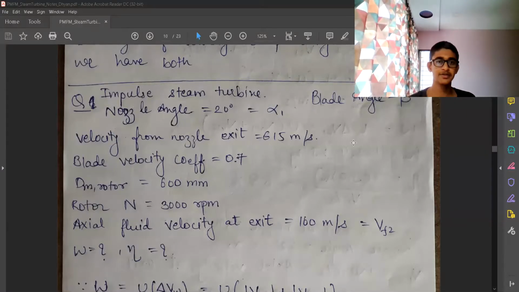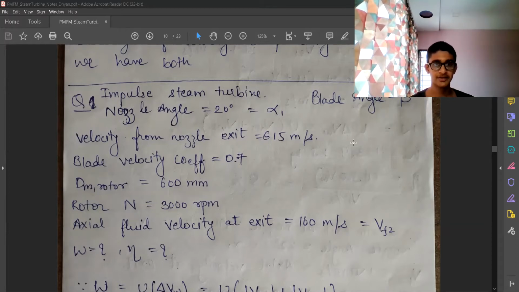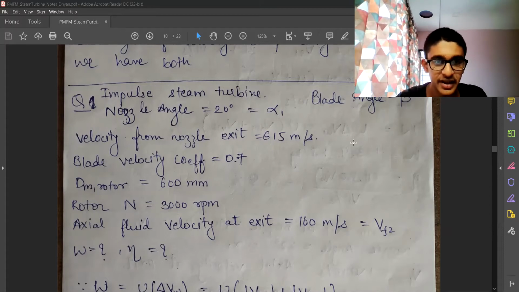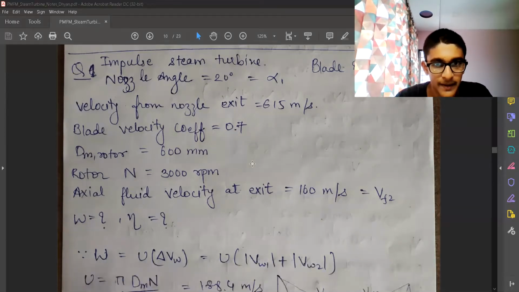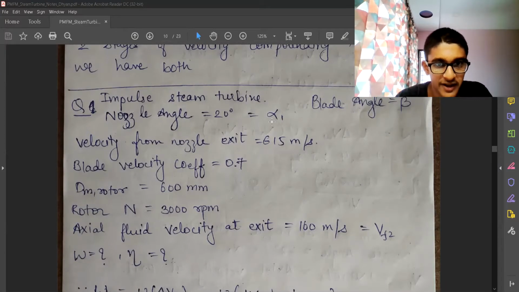So now earlier we have seen the velocity triangle, the expressions for work done or power generated. We have seen expressions for efficiency, and then at the last we have seen compounding of the turbine. So let's start. The nozzle angle is given as 20 degrees, that is alpha.